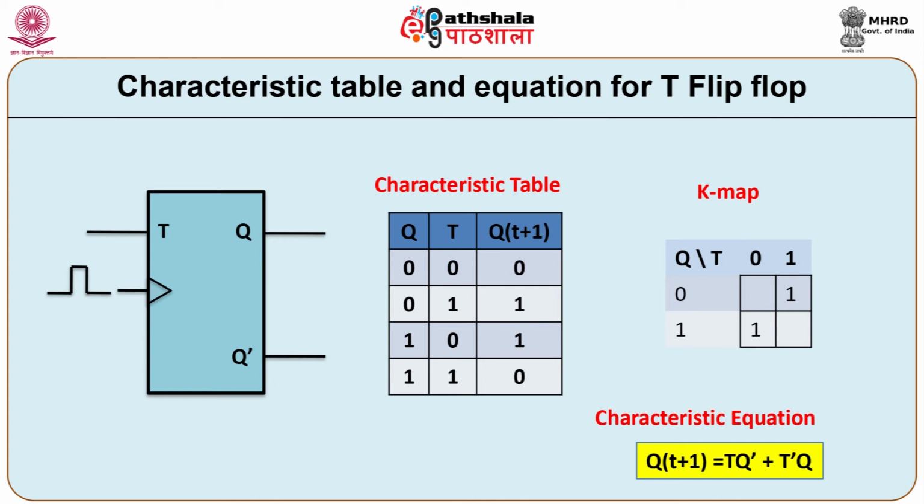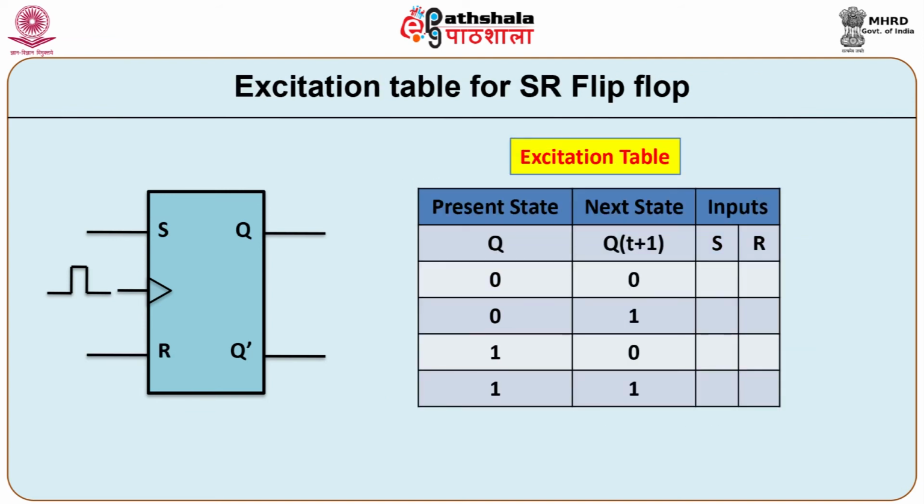The characteristics table is useful during the analysis of the sequential circuit when the values of the flip flop inputs are known. It is necessary to find out the value of the next state of the flip flop. The K maps are used to derive the characteristics equation from the characteristics table. During the design process, one of the important tasks is to find out the flip flop input conditions when the present state and the next states are known. For this reason, the excitation table is introduced to know the flip flop excitation inputs from the given states.